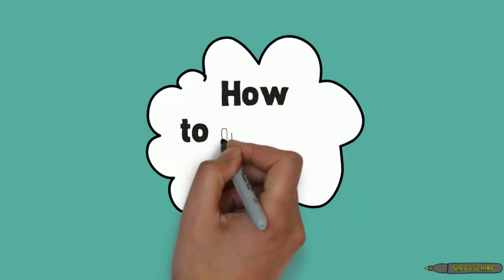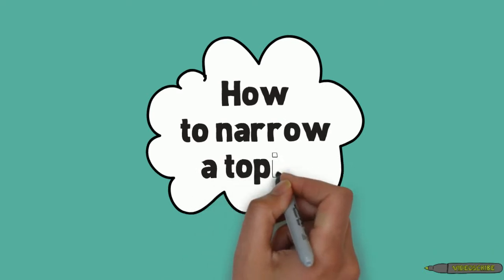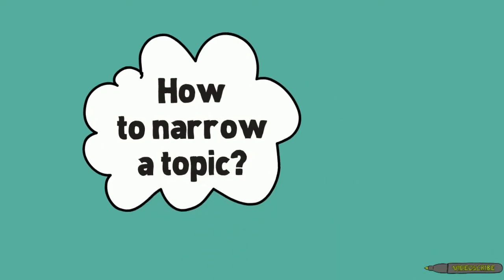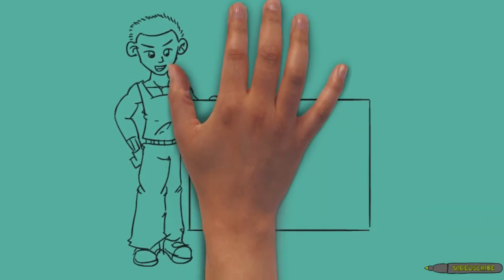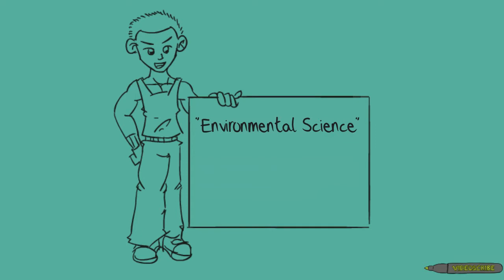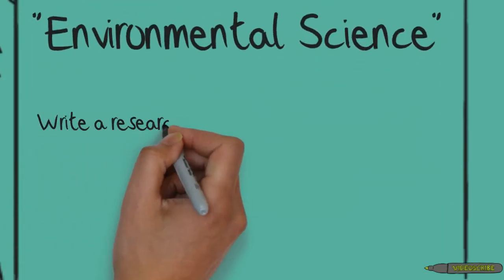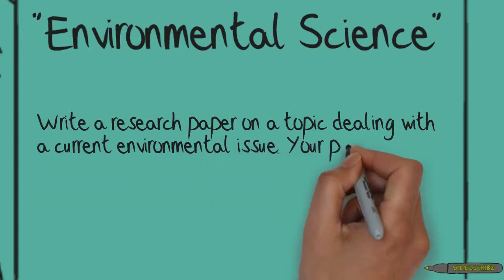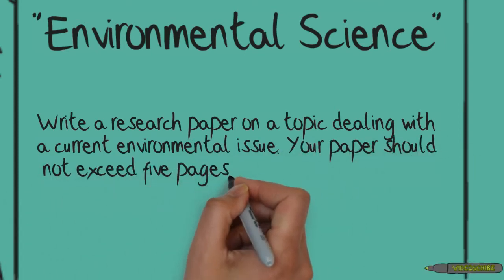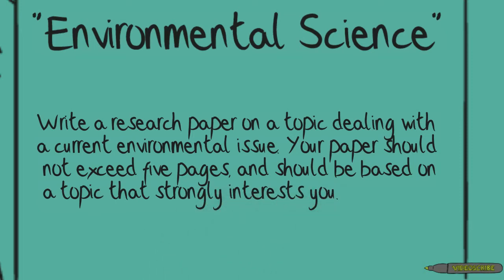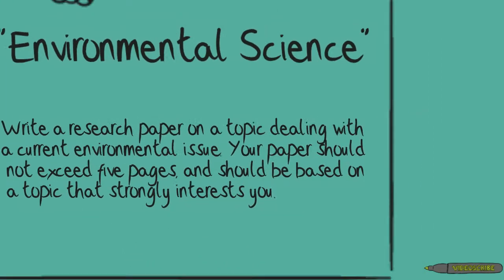Sometimes it can be really difficult to find a topic that is not too broad. Here are a couple of words of advice on what to do when your topic seems too broad. Let's say you are in an environmental science class. Your teacher gives you this assignment prompt. Write a research paper on a topic dealing with a current environmental issue. Your paper should not exceed 5 pages and should be based on a topic that strongly interests you.